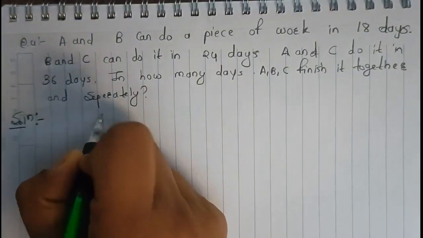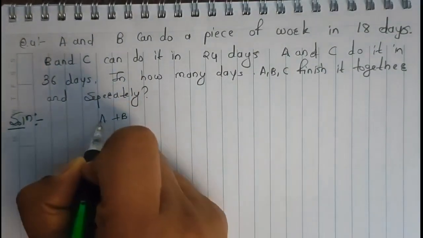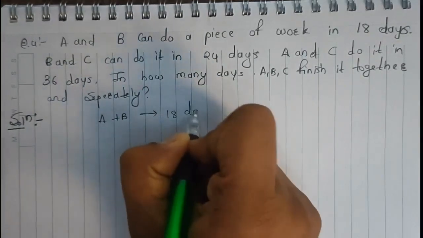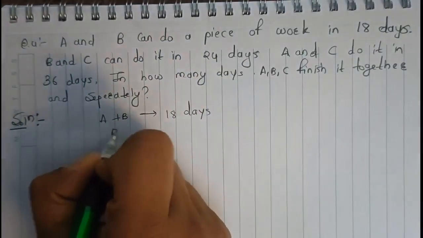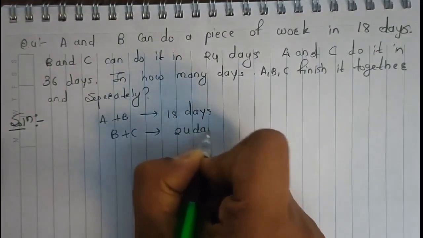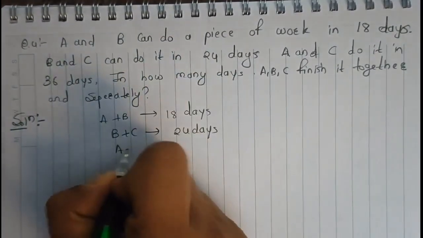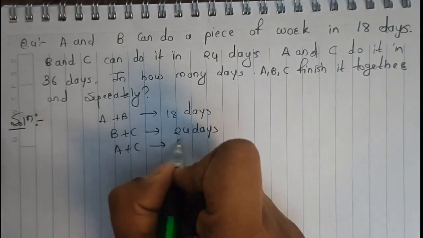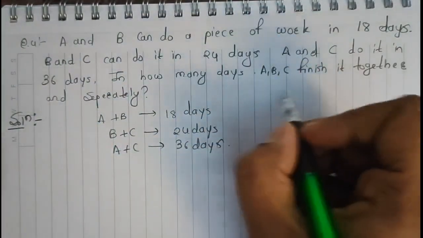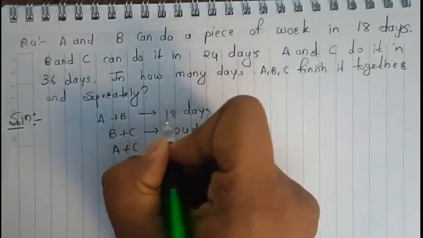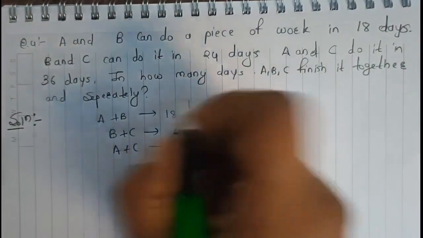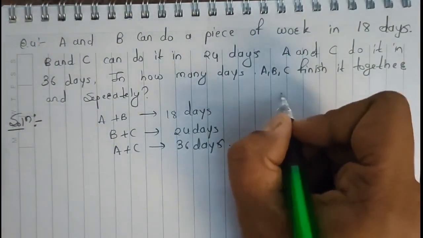So first of all, A plus B can complete in 18 days. B plus C in 24 days. And A plus C in 36 days. So here you can find the LCM of these three numbers, because it is much easier to get our total work, assumed total work, right? Because it is not our correct total work, it's just an assumed total work.